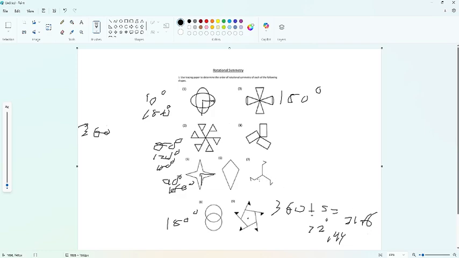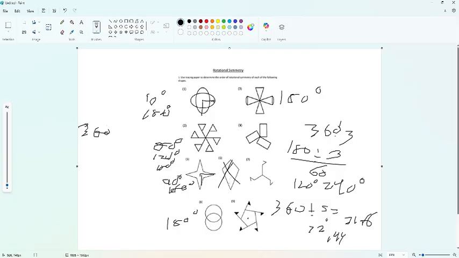Oh man, this looks like a triangle. So the triangle has 180, 180 divided by 3, 60s. No, 360 divided by 3. So 120, 120, 120. Yeah, it would be 120s. 120, 240. This does not have symmetry. Look, it's a kite. Those stupid kites.